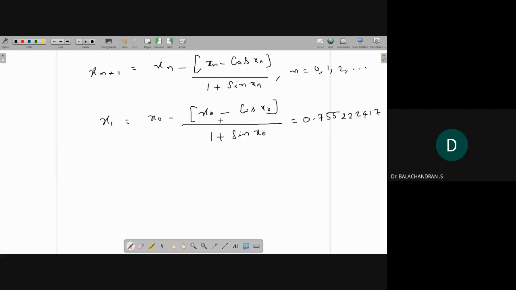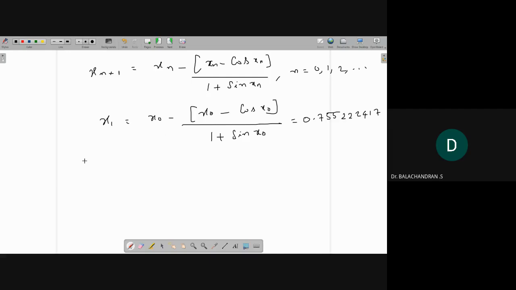Now Mahesh Babu, you should press the calc button. It will ask X question mark. Is it asking or not? Yes, sir, it is asking now. Now press 0.5 and press equal to. So I got 0.755222417.